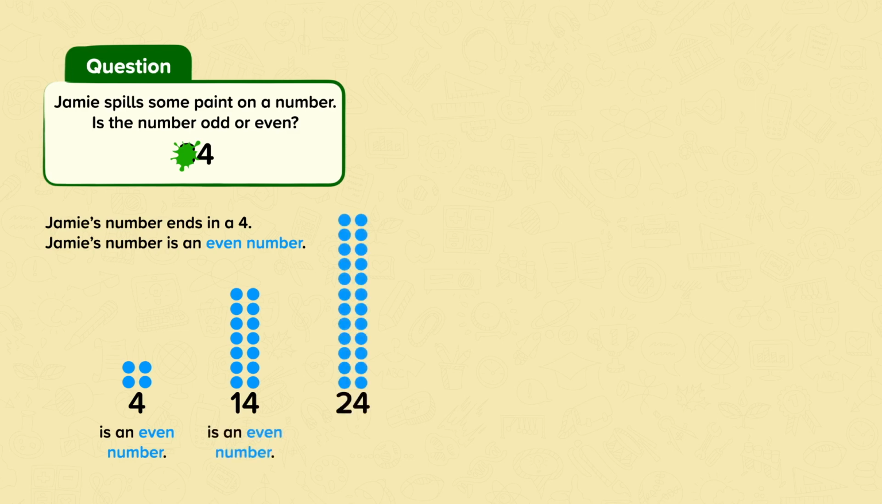Jamie spills some paint on a number. Is the number odd or even? Jamie's number ends in a 4, so Jamie's number is an even number. 4 can be split into two equal groups and is an even number. 14 can be split into two equal groups and is an even number. 24 can be split into two equal groups and is an even number.